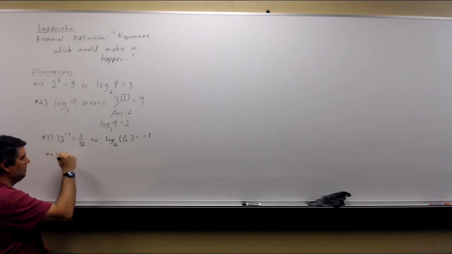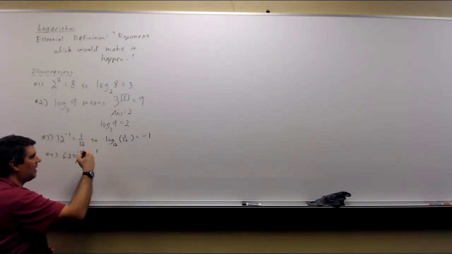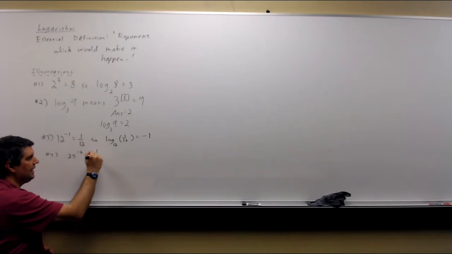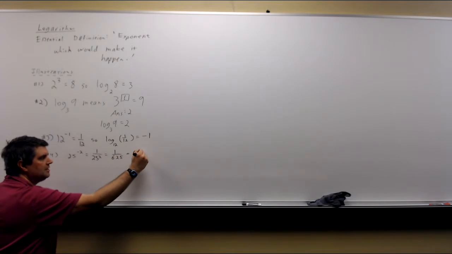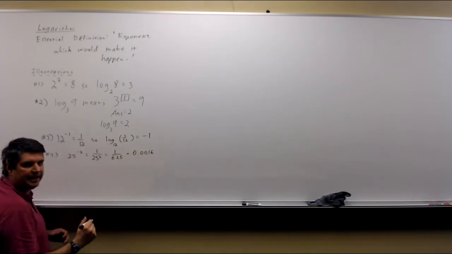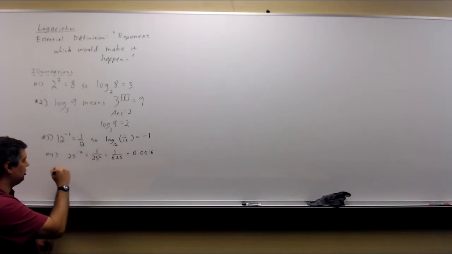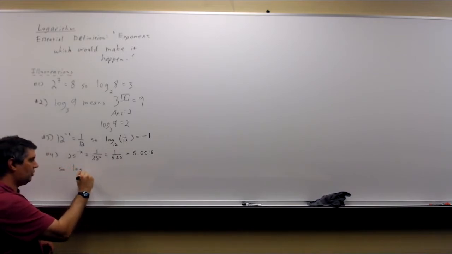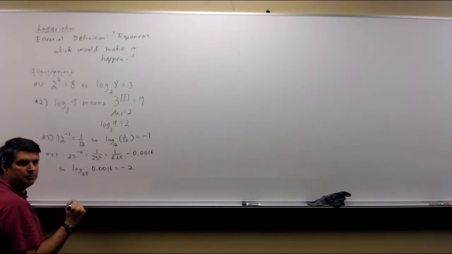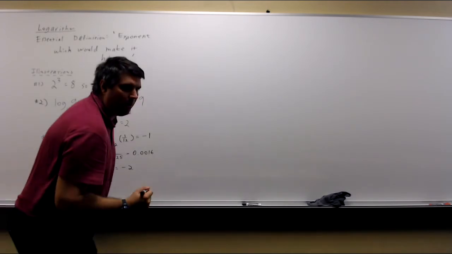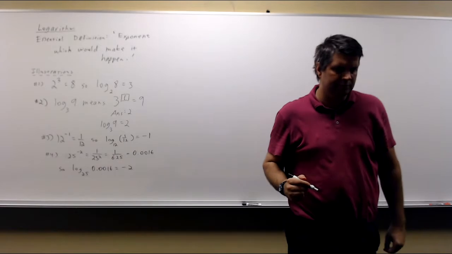Number 4, or let me put it a different way. 25 to the negative second is 1 over 25 squared, which is 1/625, which is 0.0016. All right? So, log base 25 of 0.0016 is negative 2. All right? It's the exponent that would make it happen.